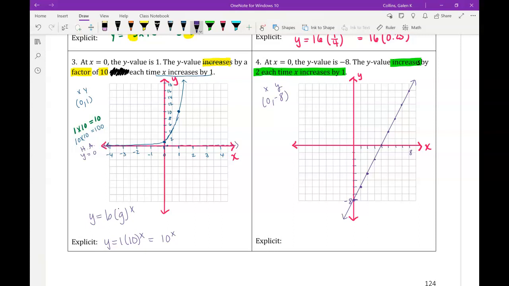All right, so I know my function is linear, so I'm going to use slope-intercept form of the line. So my explicit equation is y equals mx plus b. My slope is 2, because I'm going up 2 every time x increases by 1, and my y-intercept was -8. You could also write that as -8 plus 2x.